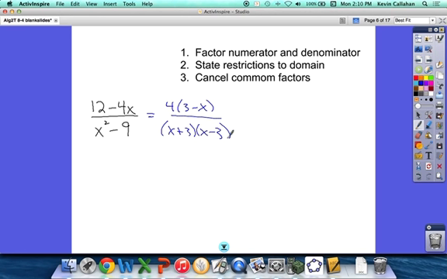Now, what are the restrictions? 3 and -3, right? x does not equal 3 or -3. Okay, now are there any common factors? No, 3 minus x does not equal x minus 3. However, you should be thinking, what would happen if I switched the order of the subtraction? It wouldn't be equal. What would it be?